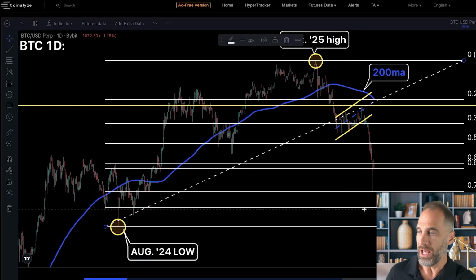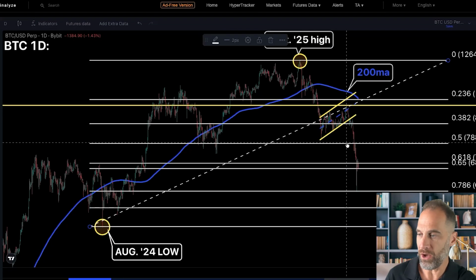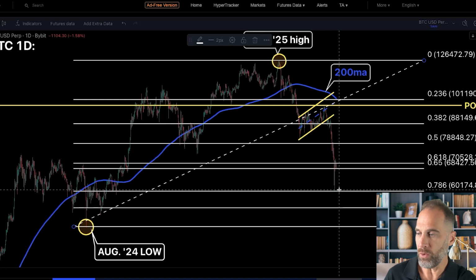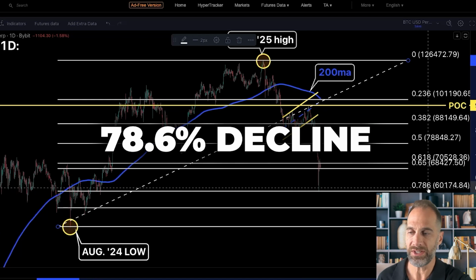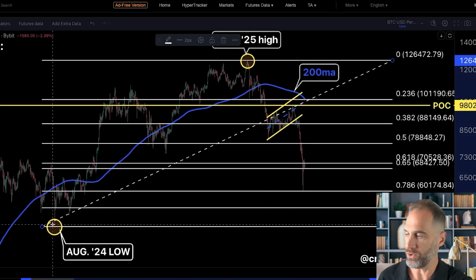Okay. Now, notice how perfectly from the wick low to the wick high, we came down all the way and tested this 786 fib level on the Fibonacci, and that is a 78.6% decline from the high to the low, using this pivot low.